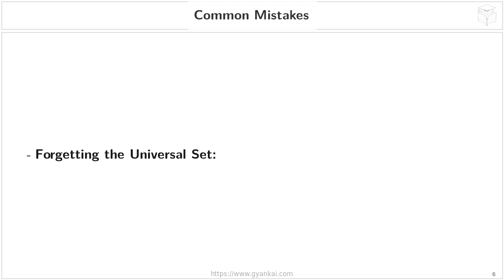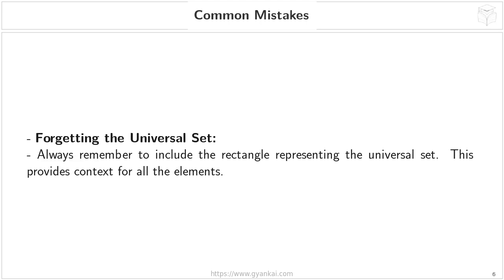Think of it like this. If you're sorting fruits, the universal set might be all the fruits you have, while your sets might be apples and oranges. You need to know you have a total collection to begin with. Always remember to include the rectangle representing the universal set. This provides context for all the elements.